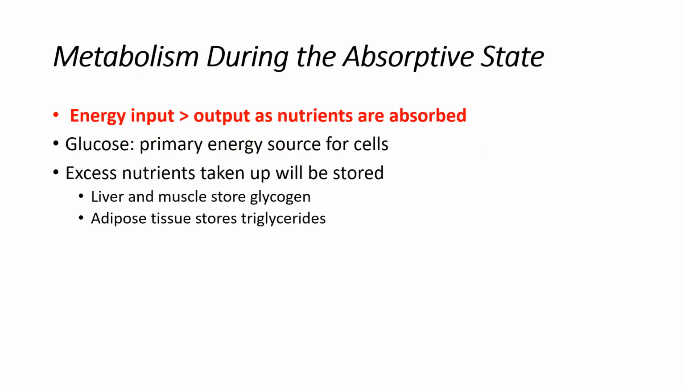All right, so during the absorptive or fed state, our energy input exceeds our output as nutrients are being absorbed. Glucose is going to be the primary energy source for our cells, and then excess nutrients that we're not using at that time will be put away into our cells to be stored for a later time. This happens in the liver and the muscle, which stores that glucose up in the form of glycogen, as well as in our fat tissues, our adipose cells, that stores that fat up. Sometimes amino acids and glucose can also be stored as triglycerides, again, for a later time.